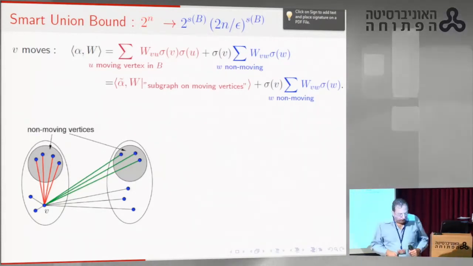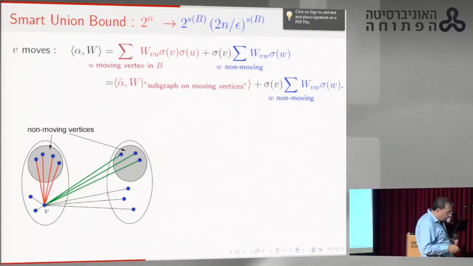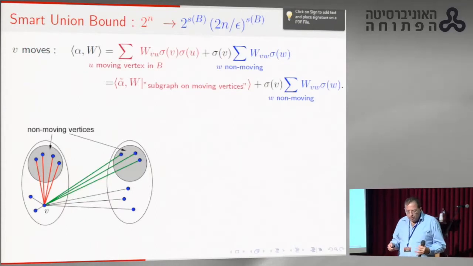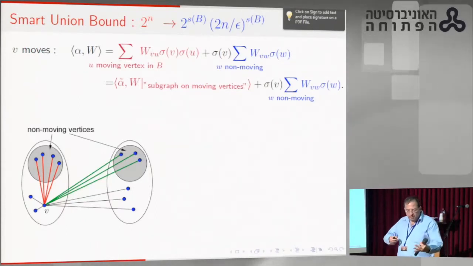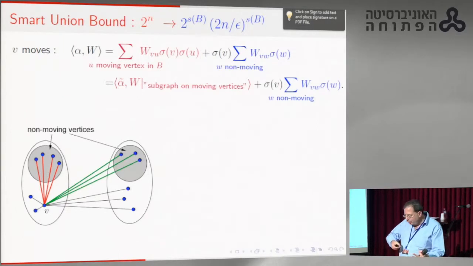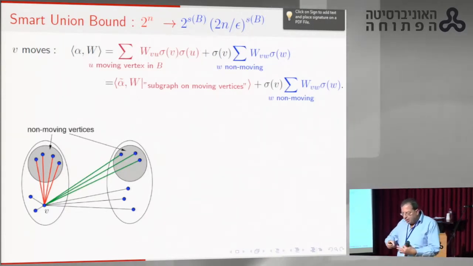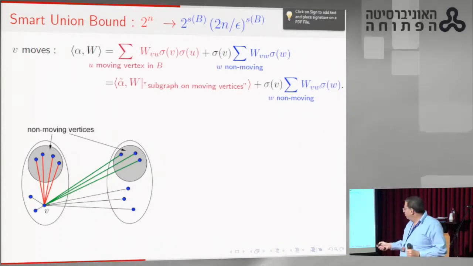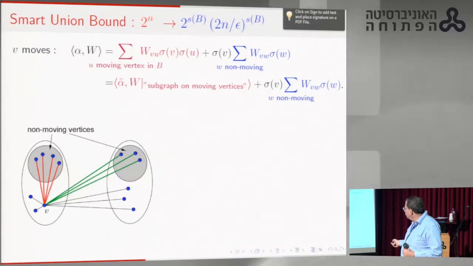the non-moving vertices, we don't need to enumerate over their states because we can lump them together. If you look at any vertex that's moving, when it's moving, it doesn't care about the individual weight with each non-moving vertex. It can lump them together. So this lumping together means that if S of B is the number of moving vertices, these are important. You have to enumerate over their initial states. And then you also have to enumerate over the effect of the non-moving vertices.